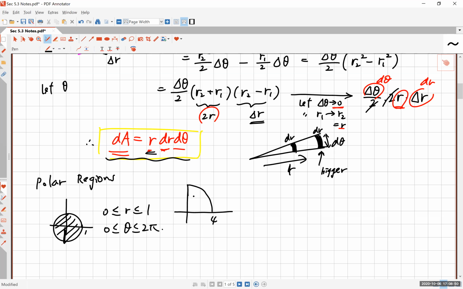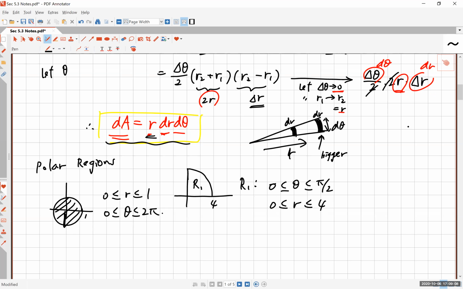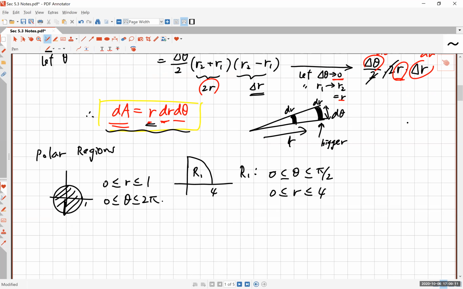Okay, so this will be R1. Now, how do you describe R1? Well, you can say theta goes from 0 to pi over 2, and r goes from 0 to 4. Okay, so that's no problem there, right? So what you have to do is to use theta and r to describe a region. Now this is using polar. Okay, can you describe R1 using rectangular coordinate system?